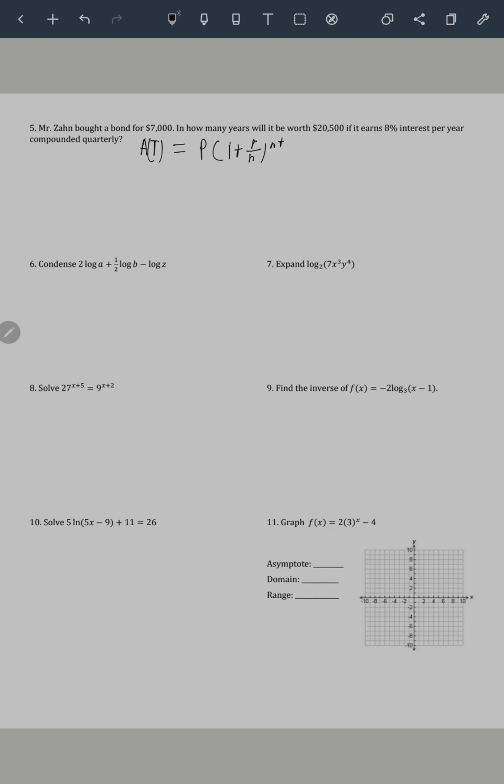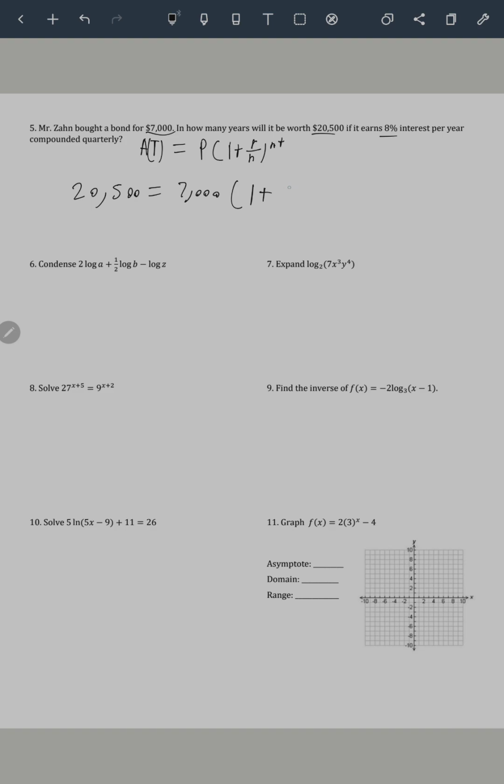So here, the first approach would be to just plug in the numbers we have. It's going to be worth this much. We have an interest rate of this much, and we have a price of this much, right? Let's just plug that stuff in. We got 20,500 equals to, what's our price? We got 7,000. Now this is called compounding interest, and this is for logarithms.